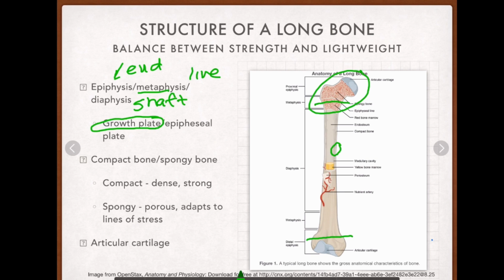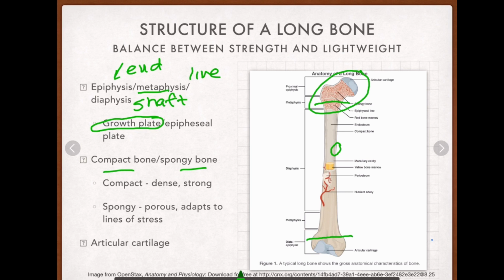We also see in this bone some regions of compact bone and some of spongy. The compact bone is dense and strong. The spongy bone is porous and does adapt in response to stress. So the spongy part of the bone will rearrange itself if we change our weight-bearing patterns. Most of the change of bone in response to the stresses we place upon it occurs at these spongy ends of bone.